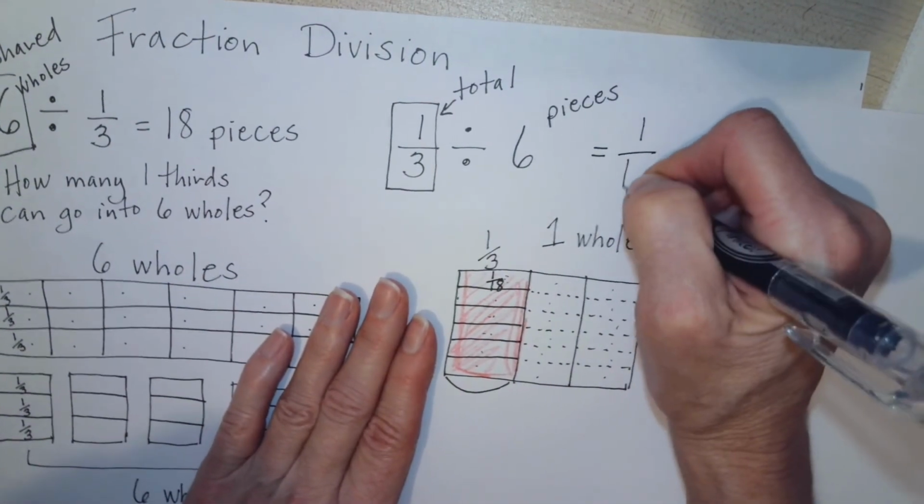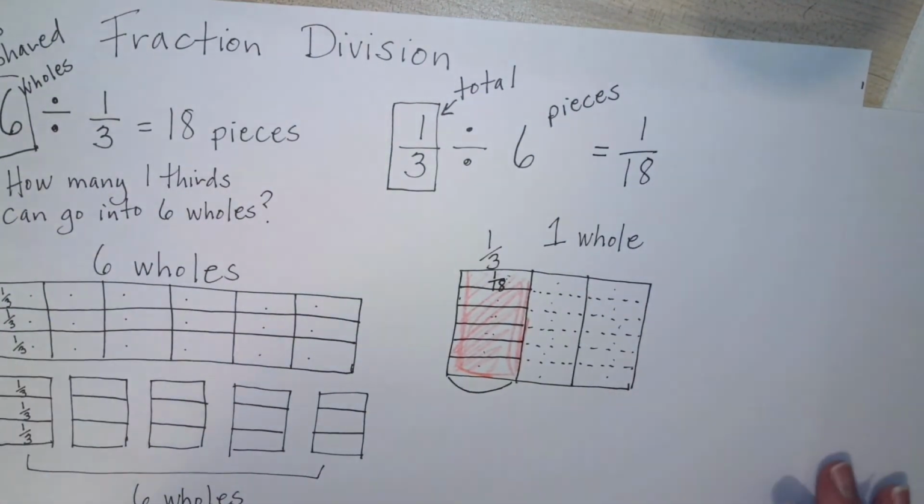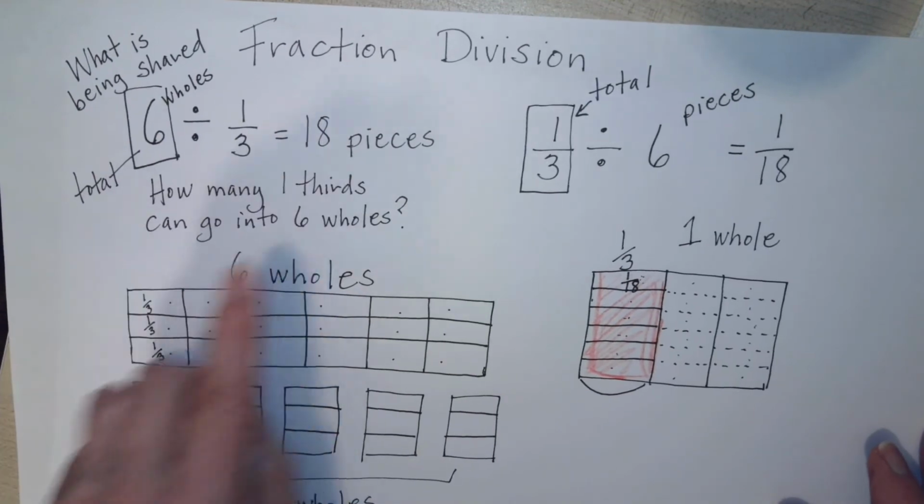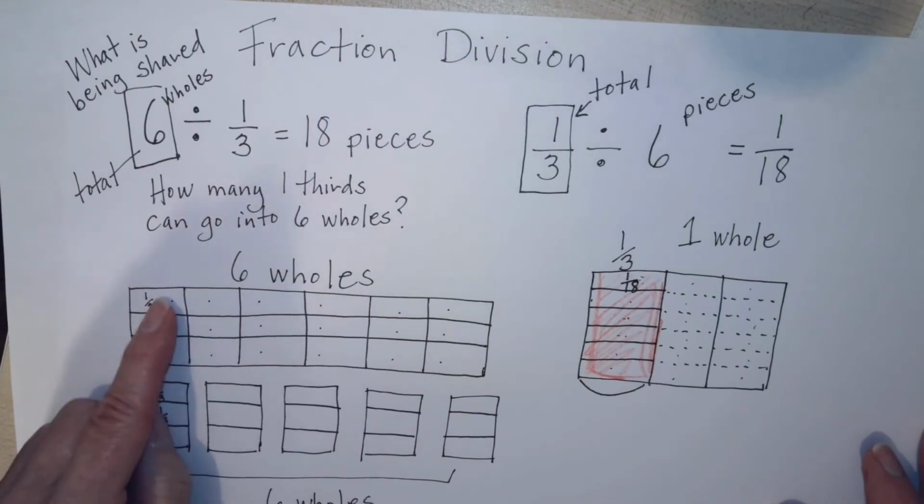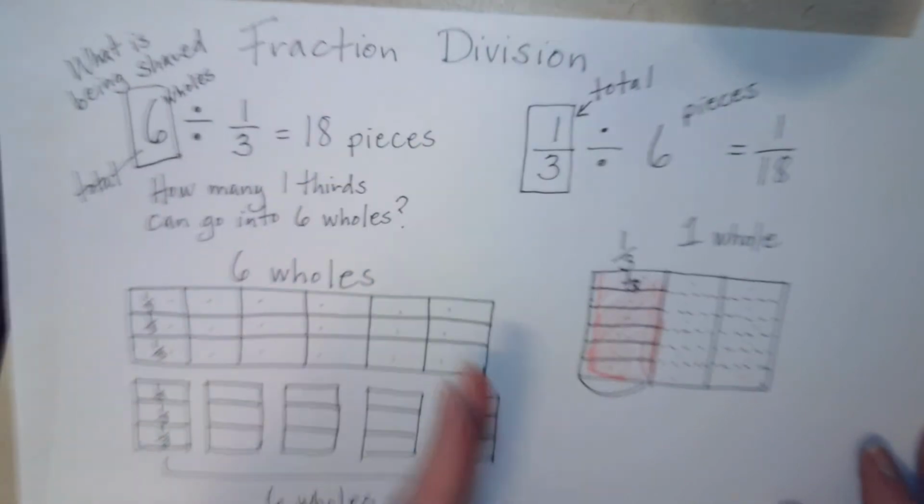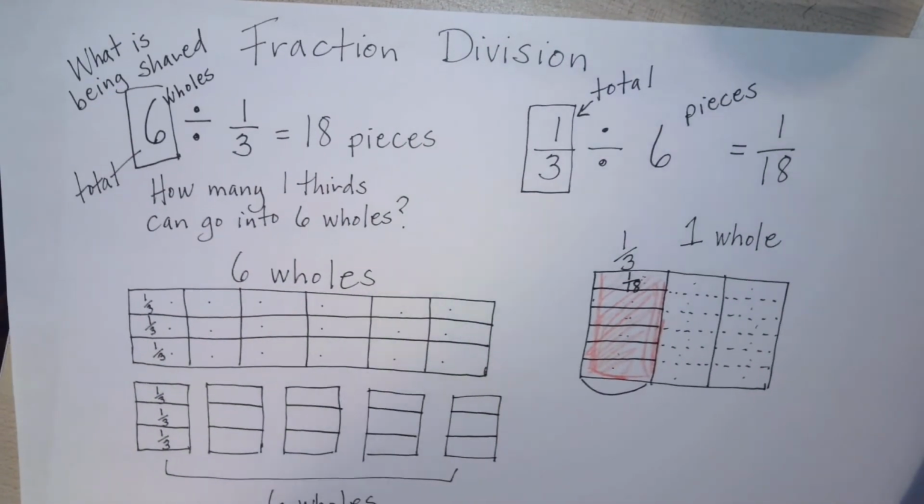So 1/18. Very different answers. 18 pieces: I broke my 6 wholes up into 18 pieces. This is 1/18.